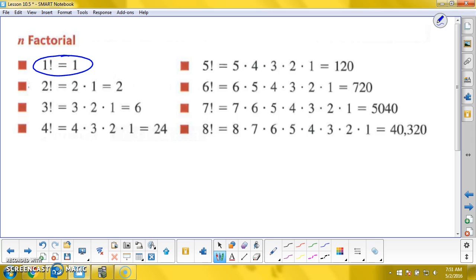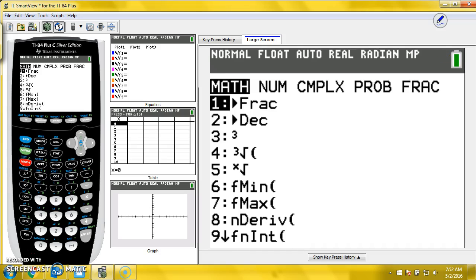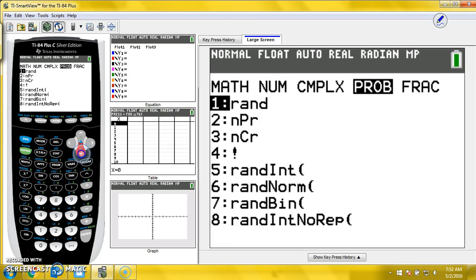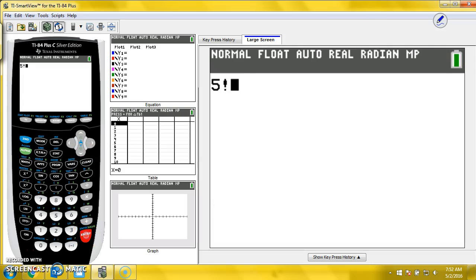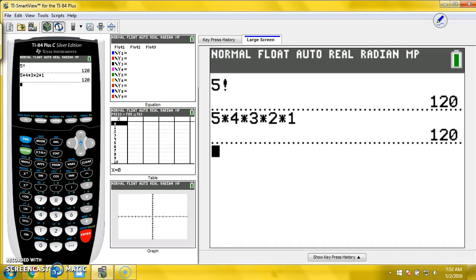Now, to find this operation in your calculator, you should be able to press a number, of course, and if you go to Math, and then go over to the probability menu, option 4 you can see is the factorial, and this would give us the same result as 5 times 4 times 3 times 2 times 1. Same result. So that's where the factorial function is on your calculator.